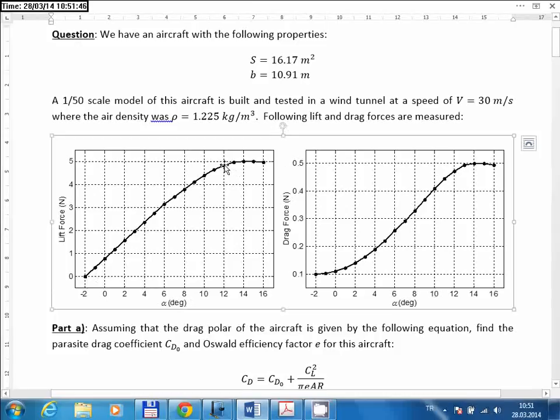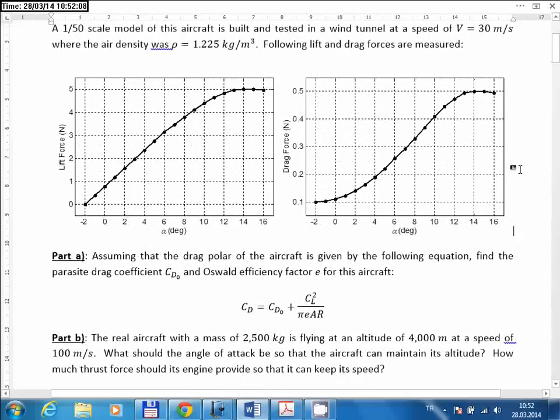I'm not sure how clean the data you obtain in that tunnel will be, because I haven't done this experiment myself yet. But hopefully you will get such a relation for lift versus angle of attack. And at the same time, you will be measuring drag forces as well. And the drag forces should look something like this as well.